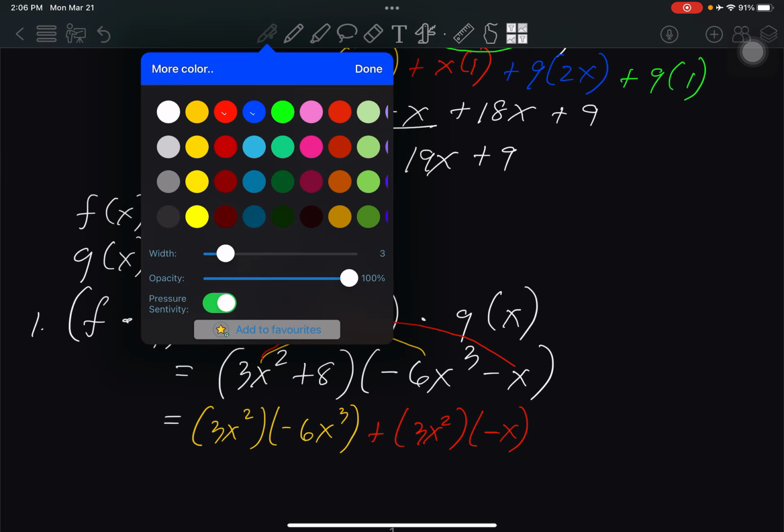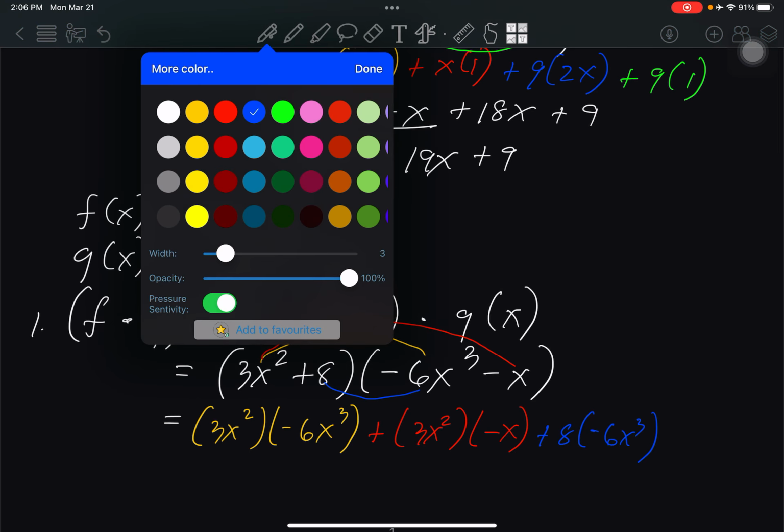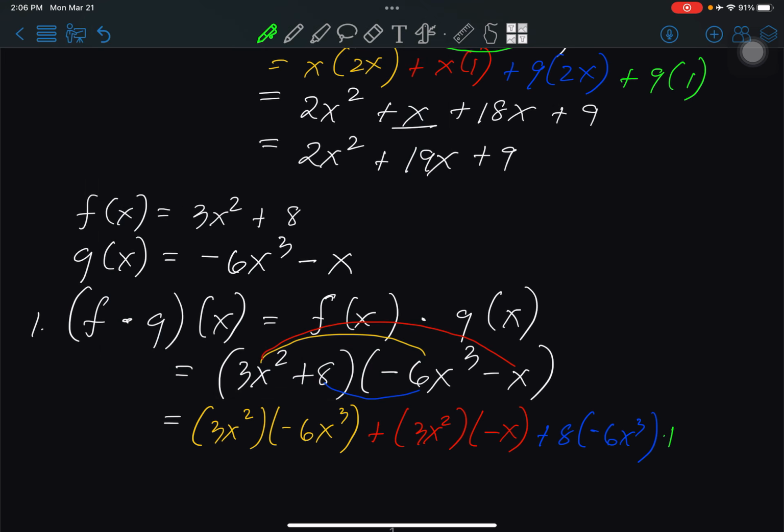Then next, let us again multiply our inner terms. So we have 8 multiplied by minus 6x cubed. Okay? Then lastly, we are going to use our last terms. So what are our last terms? We have plus 8 multiplied by minus x.